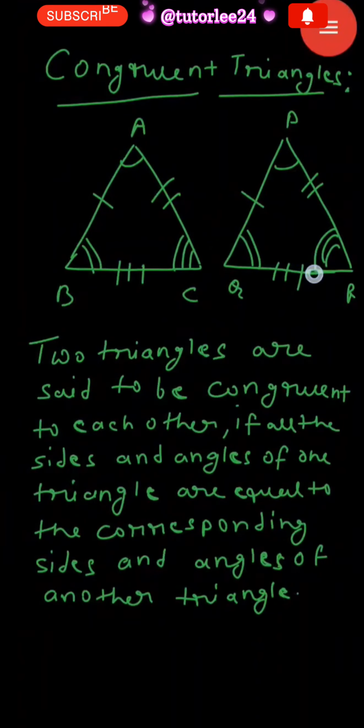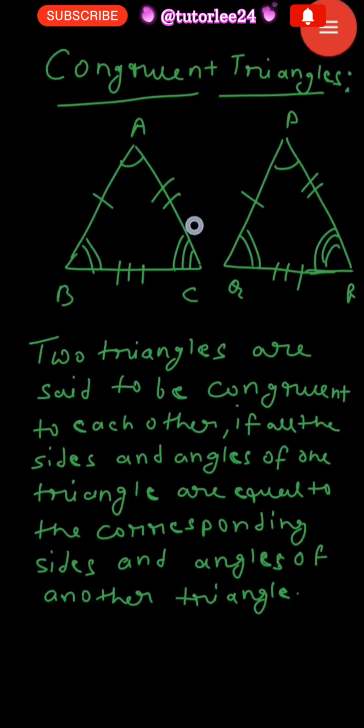Suppose this angle equals this angle. So according to this, if they are the corresponding angles, which one is the corresponding side? This side AB and PQ are the corresponding sides. In the same way, if B and Q are the equal, corresponding angles, then their opposite sides AC and PR are equal to each other. So congruent means all the three sides and all the three angles must be equal to each other.